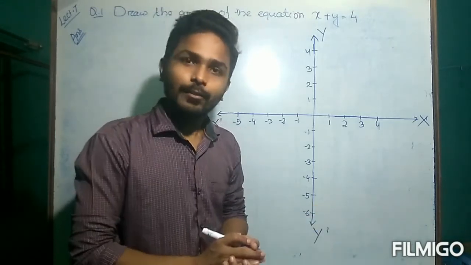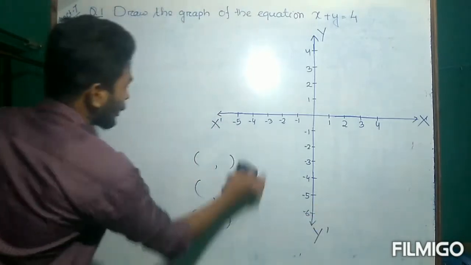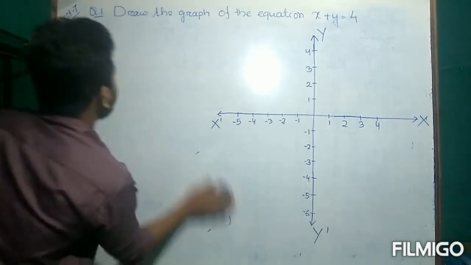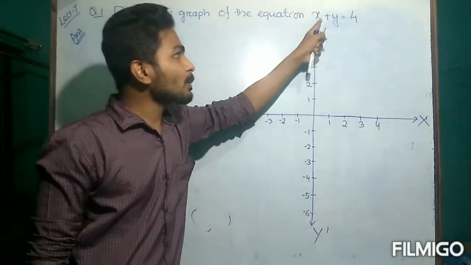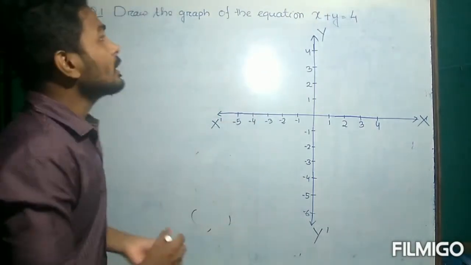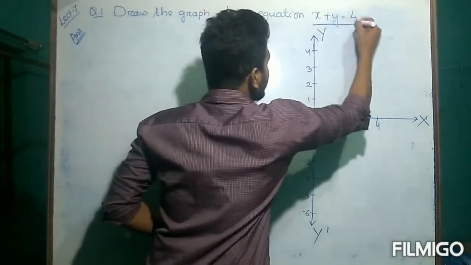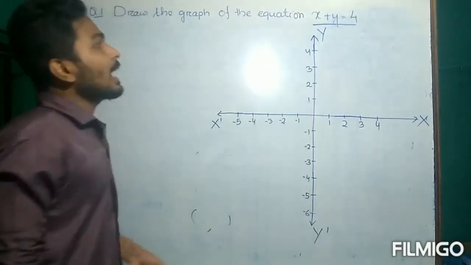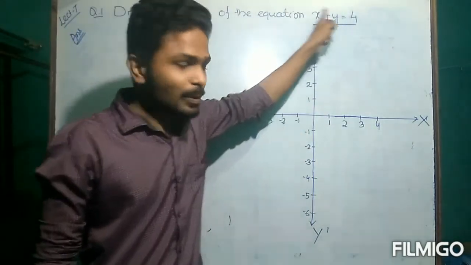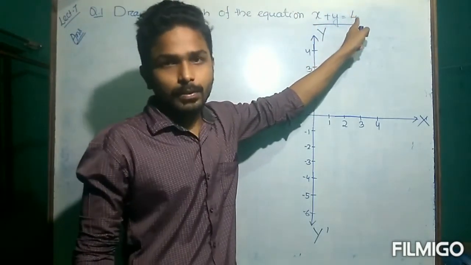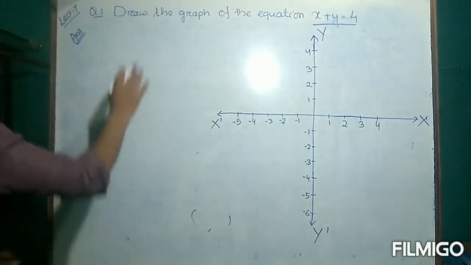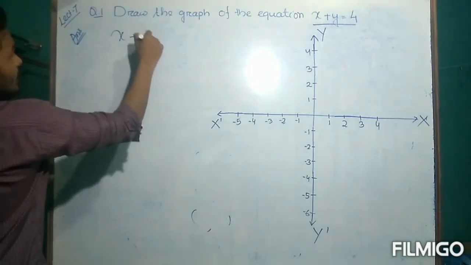Let's start with the first question. The first question is to draw the graph of the equation x plus y is equal to 4. Here is a linear equation which contains two variables and we have to represent it in its graphical form. That means we have to draw a graph for this linear equation. How? Let's see. First write the linear equation.